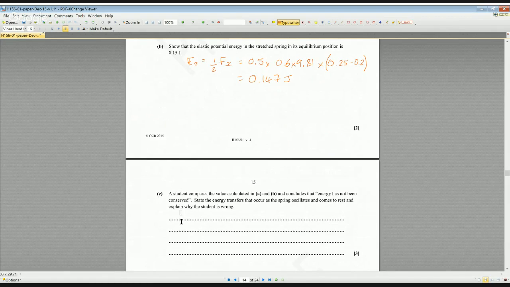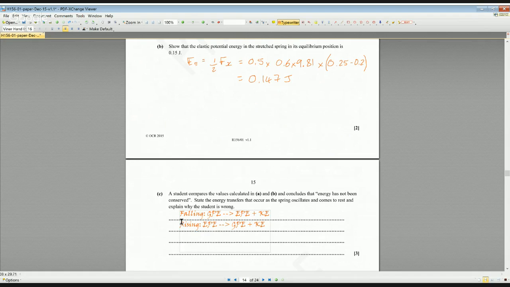So the first thing the question says is state the energy transfers that occur as the spring oscillates. A lot of students, when they've attempted this question, simply don't state those. As the mass is falling, gravitational potential energy is being converted into elastic potential energy plus kinetic energy. And when the spring is rising back up again, remember, the spring here is oscillating backwards and forwards, that elastic potential energy from the stretched spring is being converted back into gravitational potential energy and again kinetic energy.